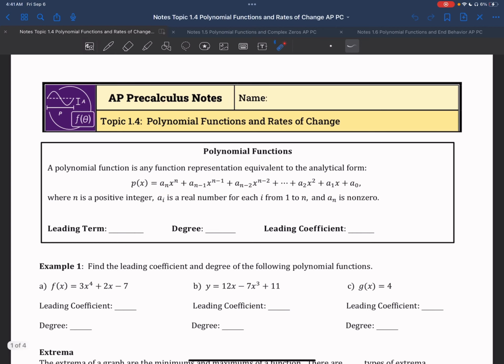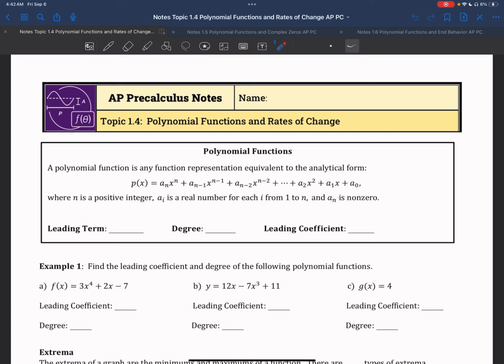Then you have your exponents starting with the largest one, and then they decrease by 1. Keep in mind that they don't always put them in order like this. They could be moved around, but you can always change them yourself to be in descending order, starting with the largest exponent all the way to the smallest one, or 0. Your exponents do have to be positive integers, and then your coefficients have to be real numbers as well.